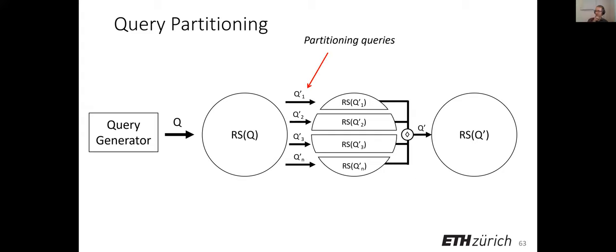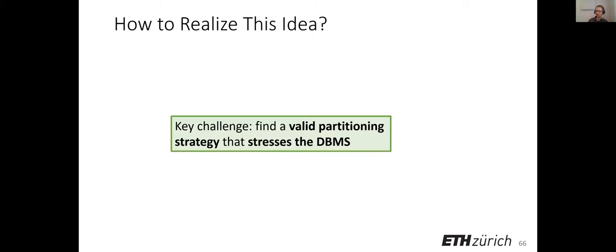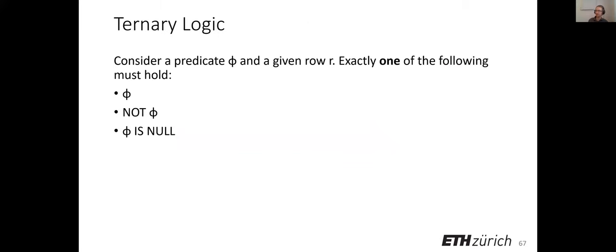For terminology, we will refer to these derived queries as the partitioning queries and the result sets as the partitions. And the diamond operator here is the composition operator. So with NoRec, the initial idea that I presented seems possible, but in order to realize it, we need a valid partitioning strategy for which we can provide a composition operator, and that also stresses the database management system in different ways. The approach here is based on the following observation.